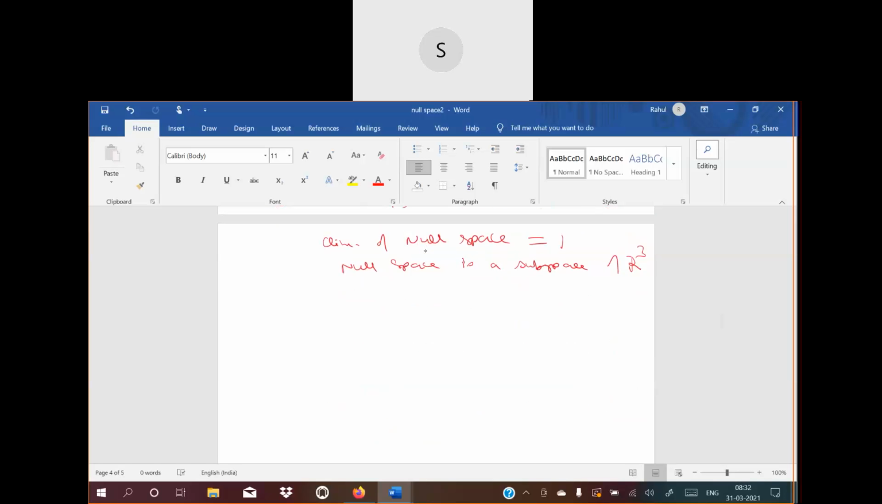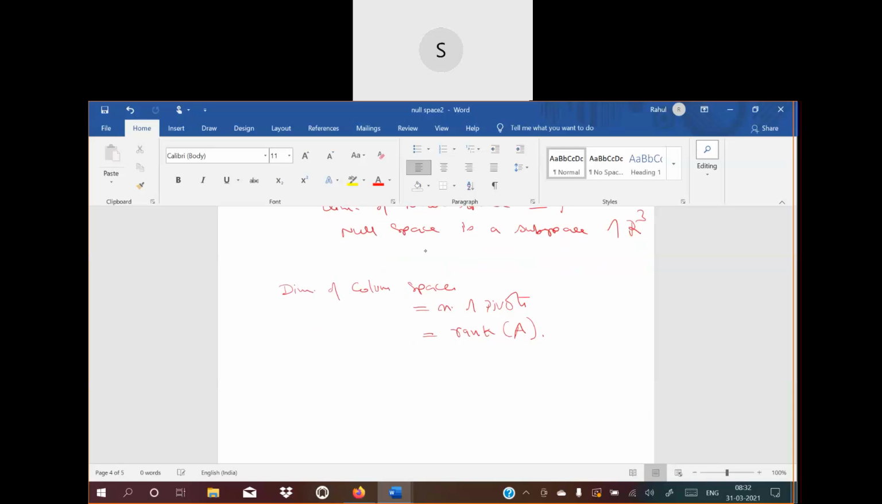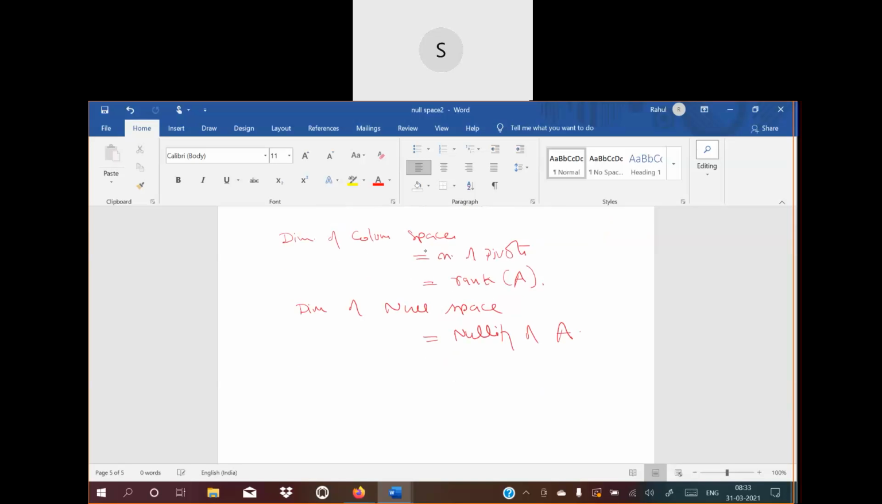Now these two dimensions are very important in this entire section. You have the dimension of column space, which is the number of pivots, right, which is actually called the rank of A. Then another thing is the dimension of null space, which is the number of free variables, and this is called the nullity of A.